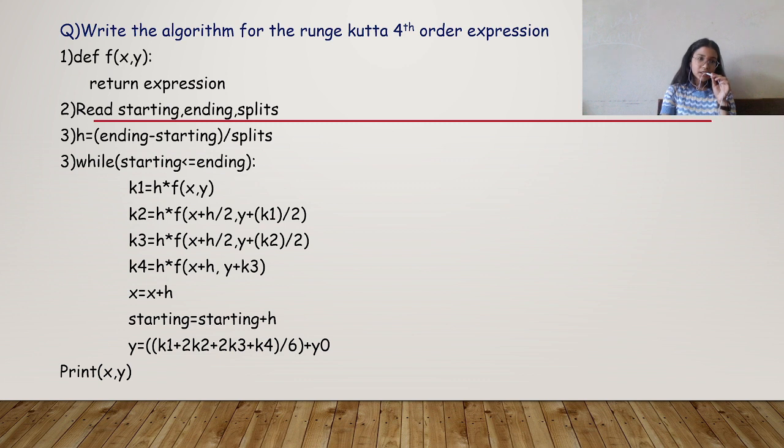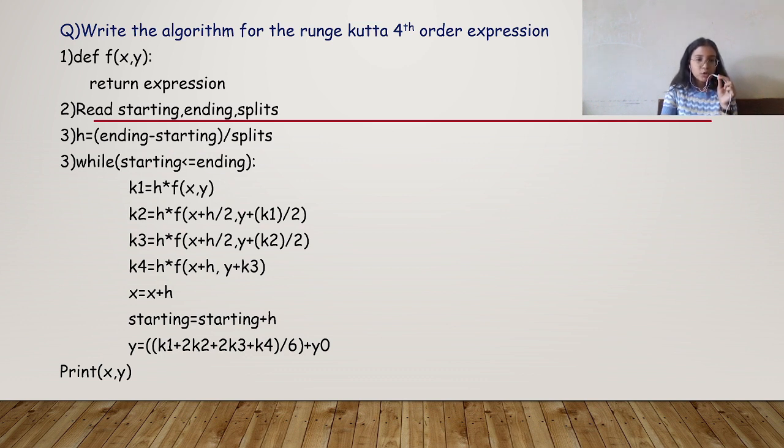Question number 6. Write the algorithm for the Runge-Kutta fourth order method. And the answer is: first, define function f of x comma y returning the expression. Second, read starting, ending, splits. Third, h equals (ending minus starting) upon splits.